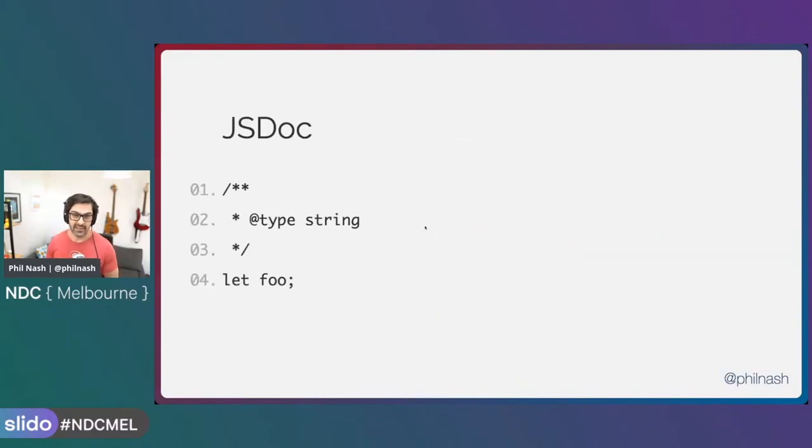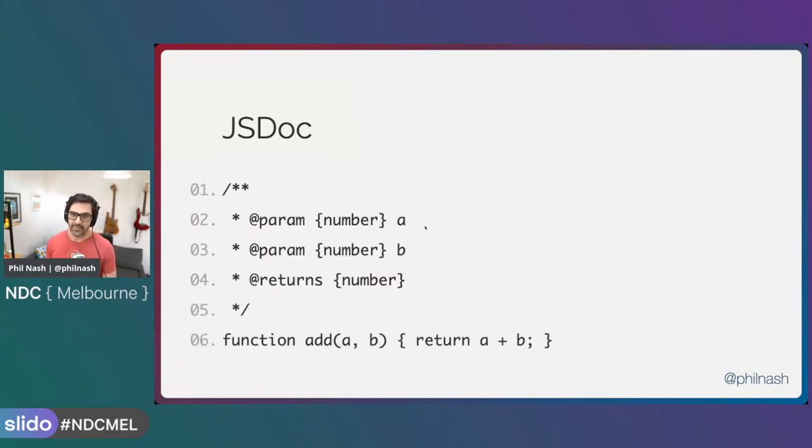JSDoc, if you don't know, looks a little bit like this. It's surrounded in comments, and you can set types on, for example, just a variable here. If we say this is type string, if later in our program we try and set foo to a number or an object or something, TypeScript is going to have a problem with it. And we can do the same for functions, typing the parameters and returns. If you've used JSDoc to just document your code, you're actually a step ahead again here, in which you can use the TypeScript compiler to then take those types and work with them.